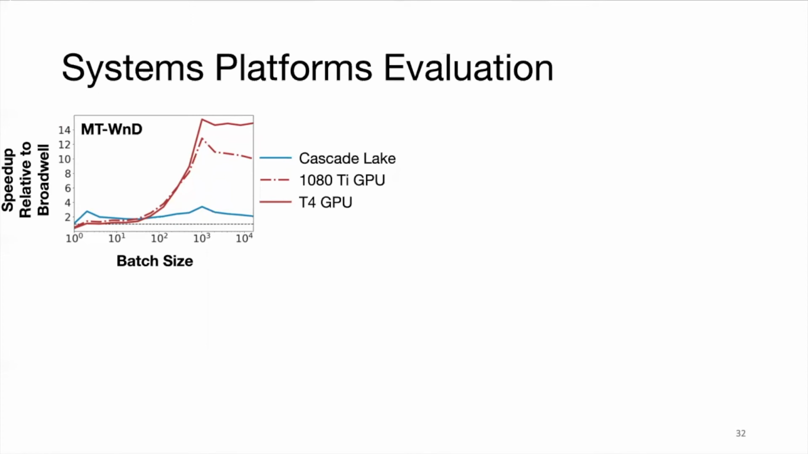We evaluate each use case across a wide range of batch sizes. This is important as in production cases, the input batch sizes for these recommendation models can vary based on input traffic. So here, the x-axis is batch size, which goes from 1 to 10,000, and the y-axis is execution time. We represent it as the speedup relative to execution on the Broadwell machine.